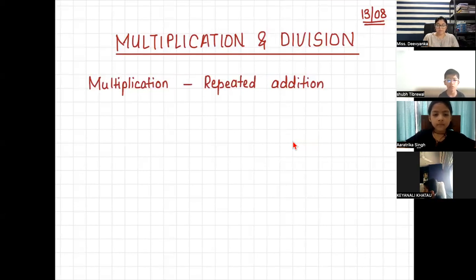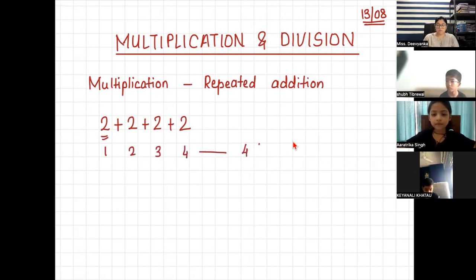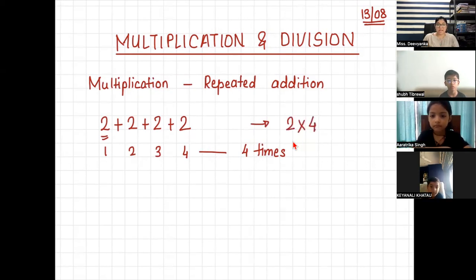For example, I have 2 plus 2 plus 2 plus 2. What am I doing? I'm adding the number 2 how many times? 1, 2, 3, 4 times. This is 4 times. Means what? I am doing a multiplication here. 2 times 4. Because I am adding the number 2 how many times? 4 times. Yes? And then what is the answer here?